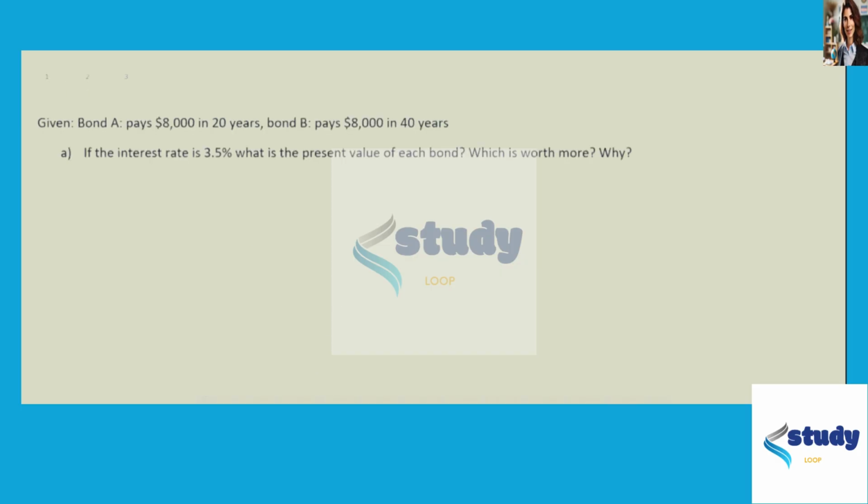Okay guys, this is chapter 27, problem 3. In this question, we're given that there are two bonds. Bond A pays $8,000 in 20 years, and bond B pays $8,000 in 40 years. The first part of the question asks us, if the interest rate is 3%, what is the current value of the bond? So this is a net present value question.